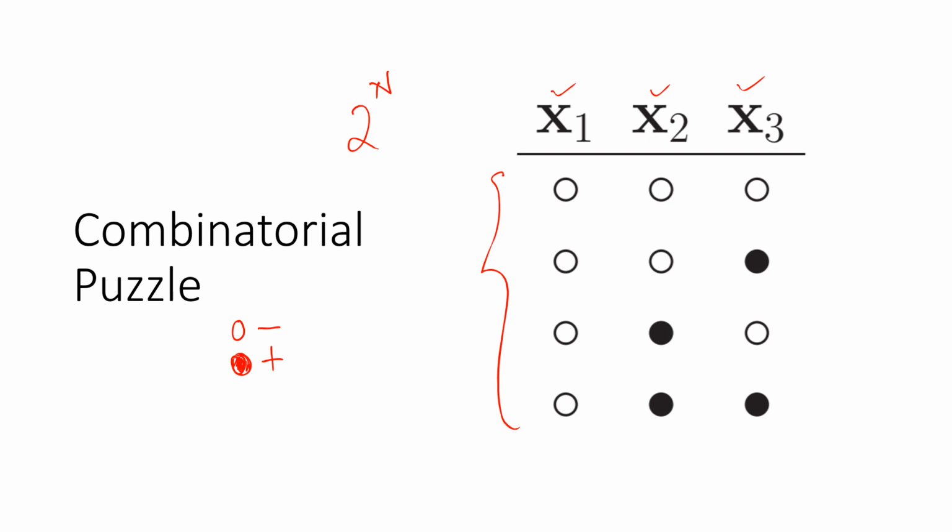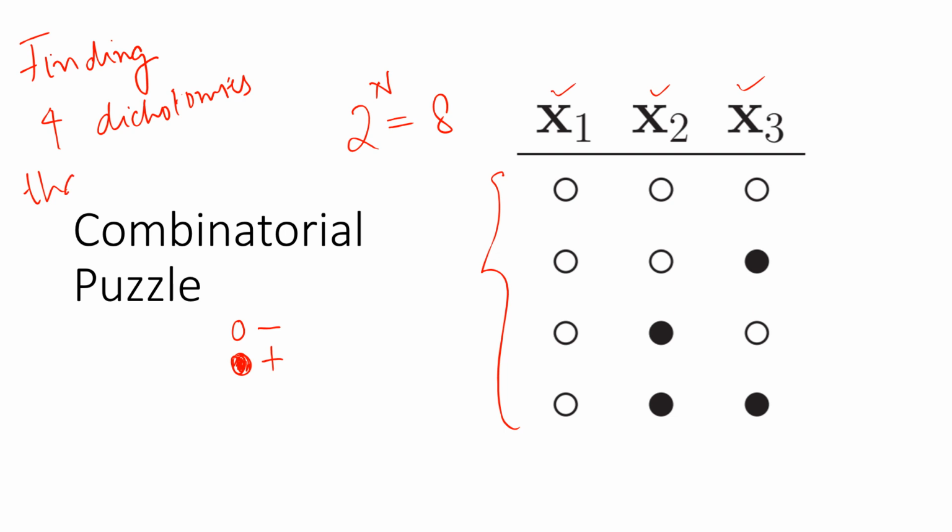4 dichotomies that cannot shatter any pair of 2 points. Okay, let me write it down. So we are interested in finding 4 dichotomies out of the 2 to the n, which in this case is 8. So 4 dichotomies out of these 8 that cannot shatter, notice, any pair of 2 points.